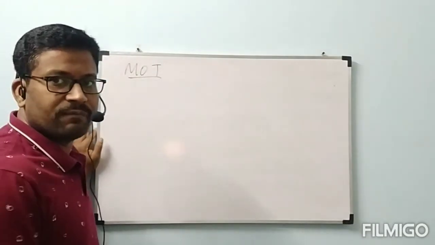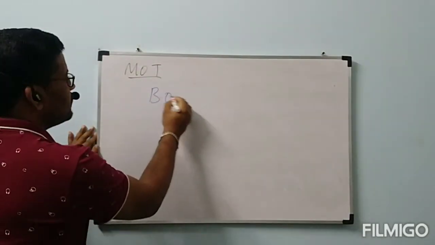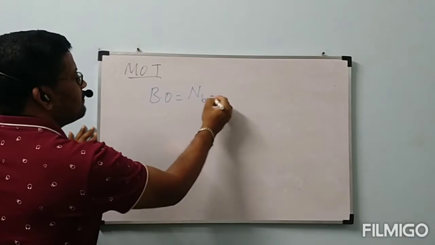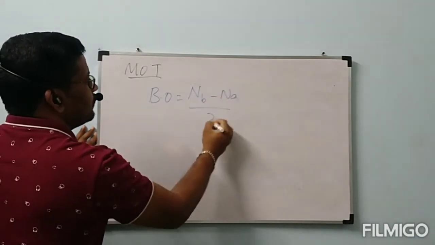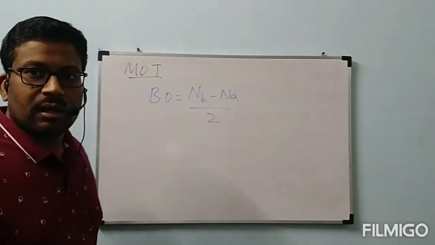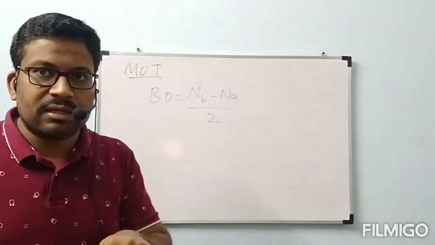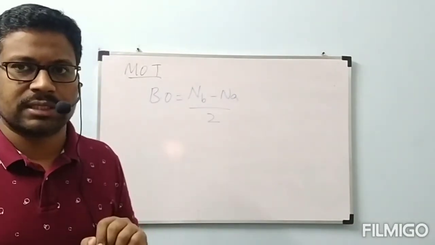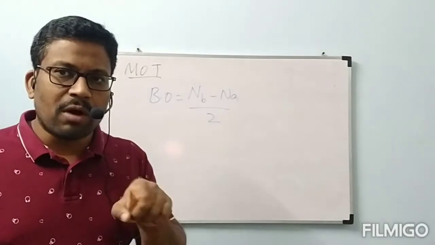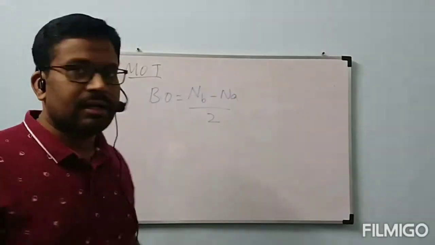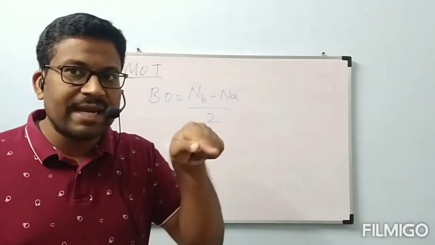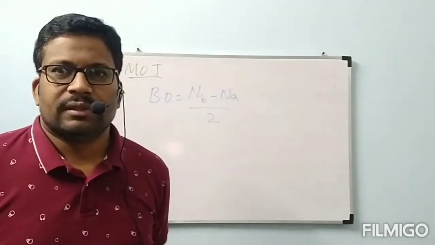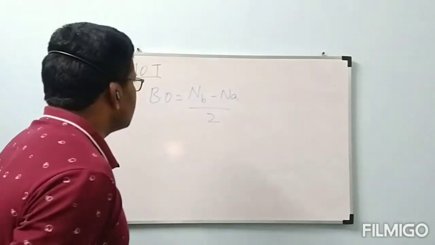Now, what is the formula of bond order? Bond order is equal to (Nb minus Na) by 2. What is Nb? Number of electrons present in bonding molecular orbitals. Na is the number of electrons present in anti-bonding molecular orbitals. Okay? This is bond order.